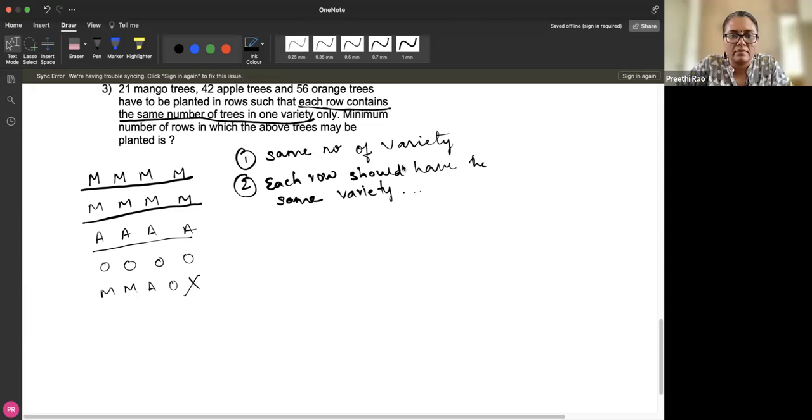So read the question again. They want to know the number of rows, not how many trees in each row, even though that is part of the question. So many of you answered me the number of trees in each row. What total number?